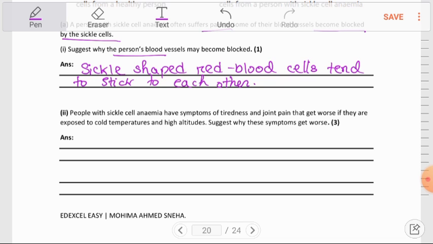So first we know that when the temperature is quite low or when they are at high altitudes, the blood flow is reduced, and if the cells are already naturally sticking to each other and the blood flow has now decreased, there is a greater chance for the sickle celled red blood cells to stick to each other. So the clumping would be increased due to the low temperature and high altitudes. The clumping of red blood cells means that less oxygen is transported to the muscle cells. That means the muscle cells cannot respire enough to produce enough energy, which leads to the tiredness. Also, the lack of oxygen means that the muscles will respire anaerobically, and anaerobic respiration causes a buildup of lactic acid, and this buildup of lactic acid causes joint pain.